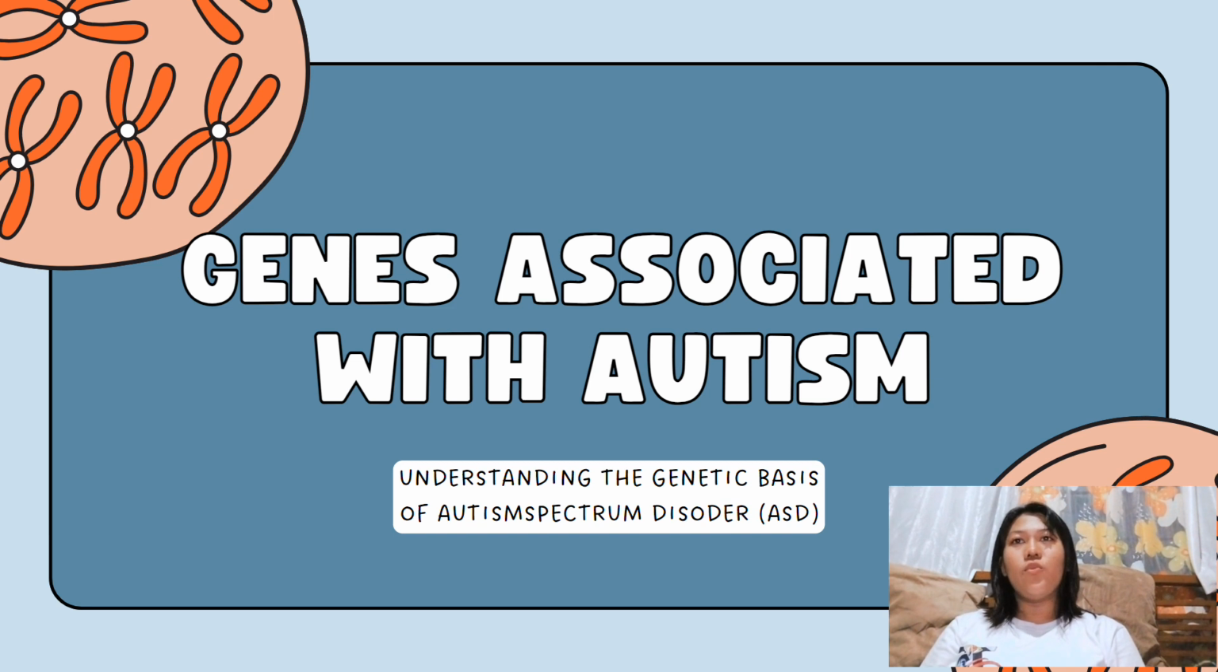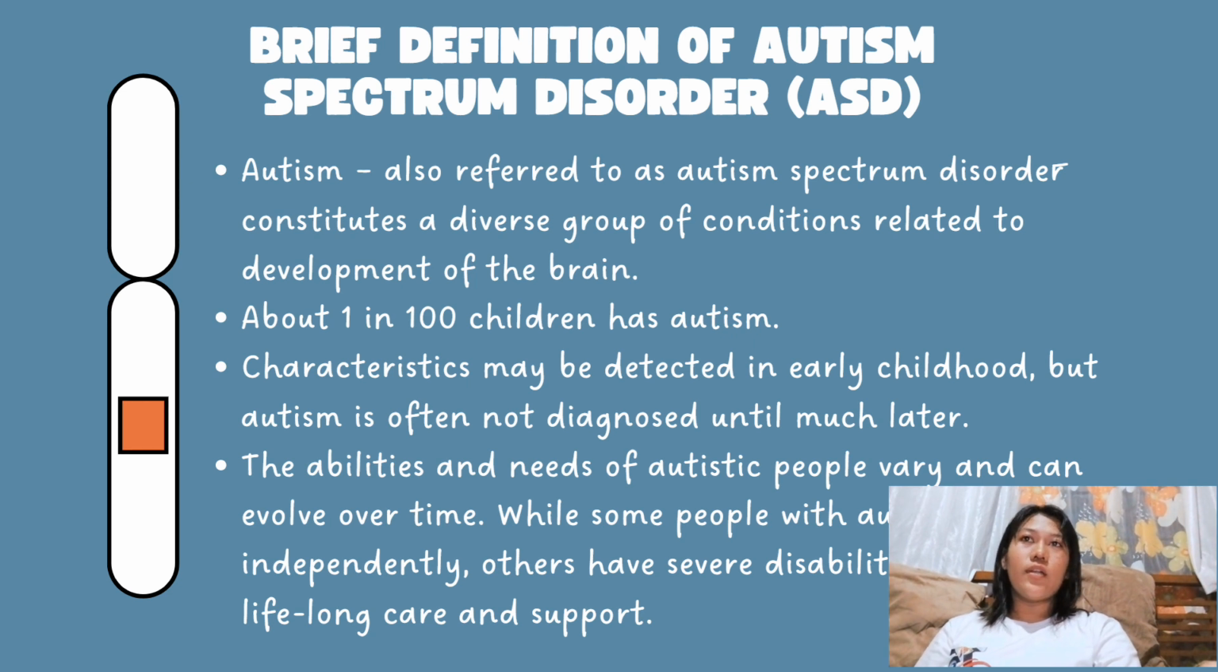Genes associated with autism. Understanding the genetic basis of autism spectrum disorder, or ASD. First, let's talk about the brief definition of autism spectrum disorder, also known as ASD.